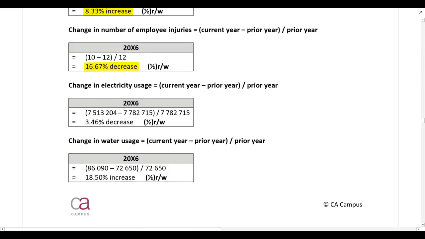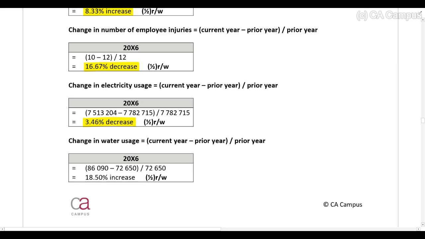All right, so let's discuss all of the ratios first, and then where ratio calculations were not necessary, we'll look at other factors that we can also discuss. So next, you should have calculated the change in electricity usage, and you should have seen that there is a 3.46% decrease from the prior year to the current year. So they are using less electricity in the current year, and that's great.